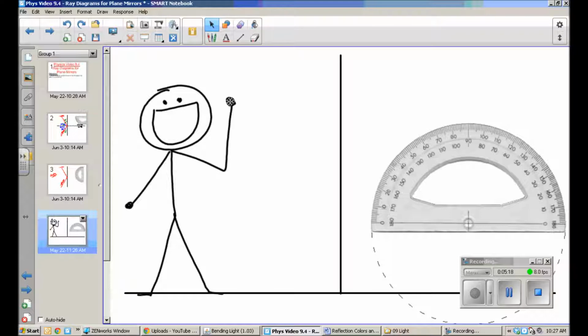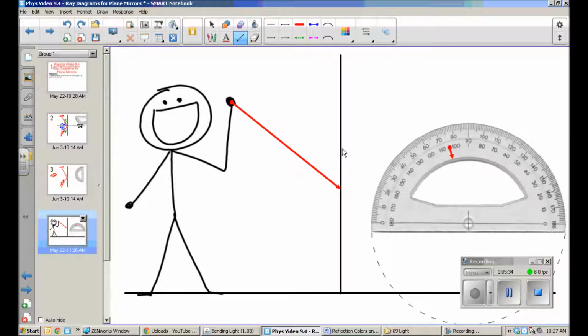So what I'm going to do is draw beams of light that go from his hand to the mirror. I'm going to do all of these ones in red first. All right, so here's my beam of light. It goes from his hand to the mirror. There's nothing magic about this line that I just drew. All I did is draw a line that went from his hand to the mirror.